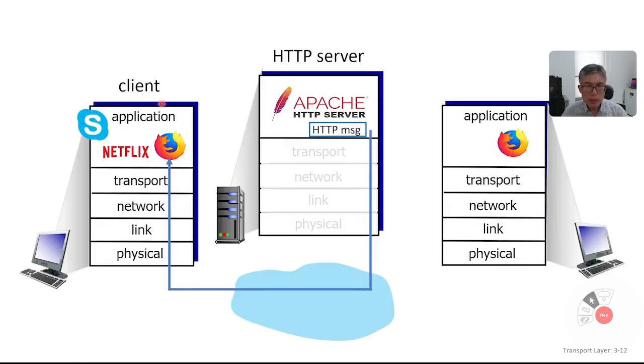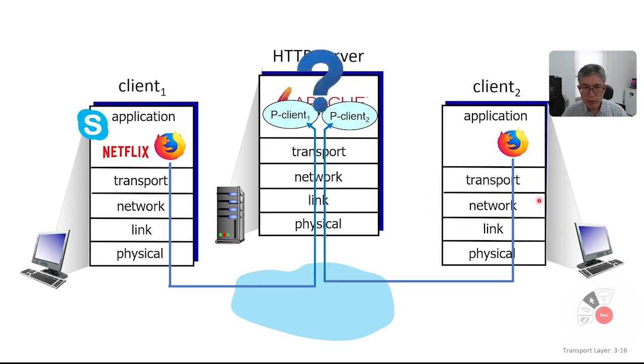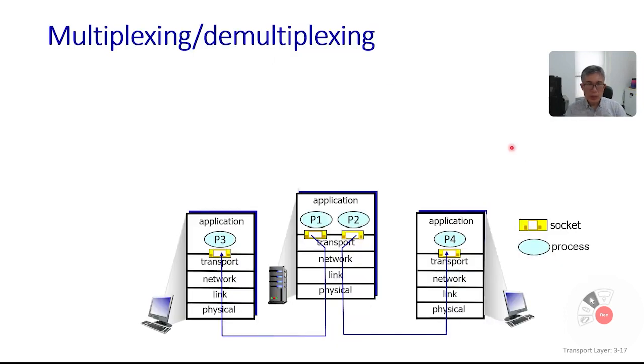Here are the client, the HTTP server, and the applications. The application, a web browser, tries to connect to the Netflix web server, an Apache server, and the message is delivered. TH is the transport layer header and HN is the network layer header. Each client delivers its message. The HTTP server makes a thread and a handler for each client. One thread serves client one, the web browser for Netflix, and another serves client two, the Firefox web browser.